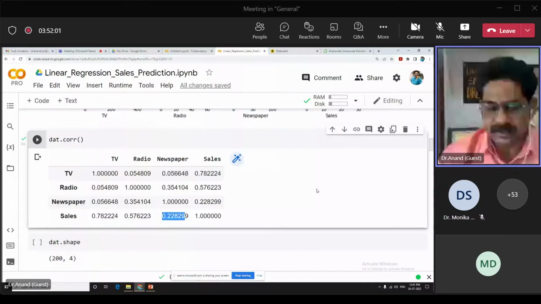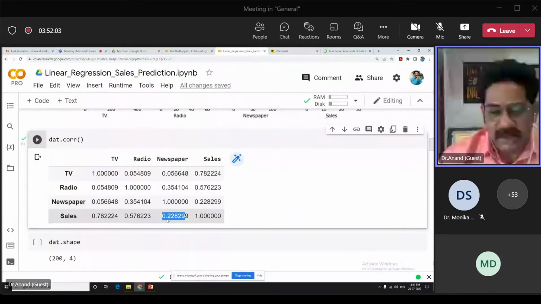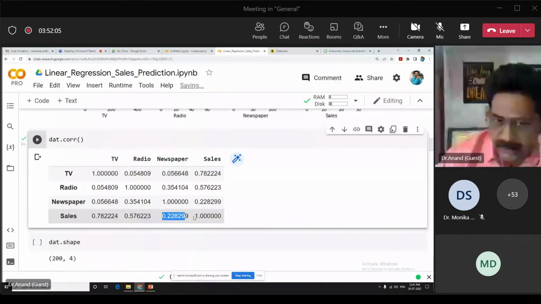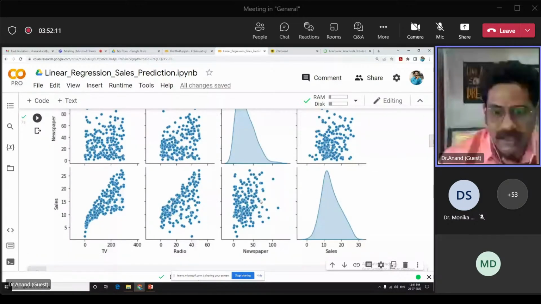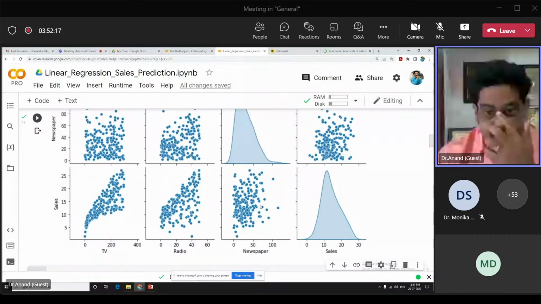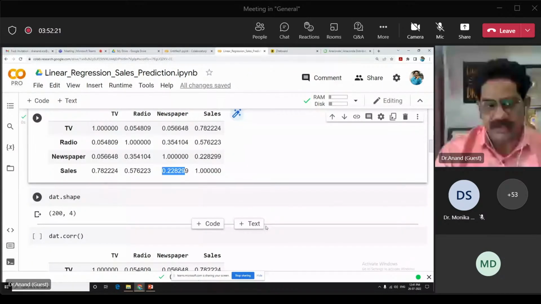So the first two features are strongly correlated, but the third feature is not strongly correlated. Looks like most likely this feature may not be eligible for the linear model. How do I prove this statistically? I need to prove and eliminate this, right? Because being a linear model, I need the statistical evidence to say that newspaper is not a statistically significant feature.